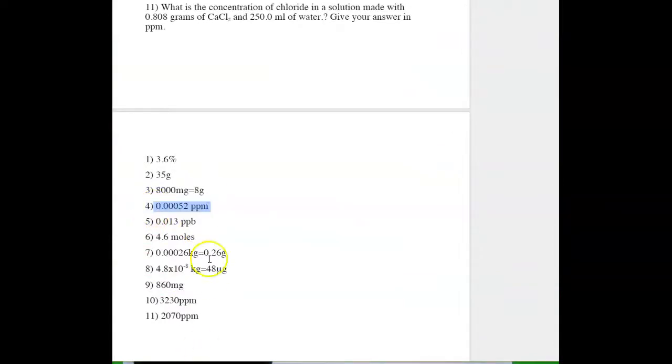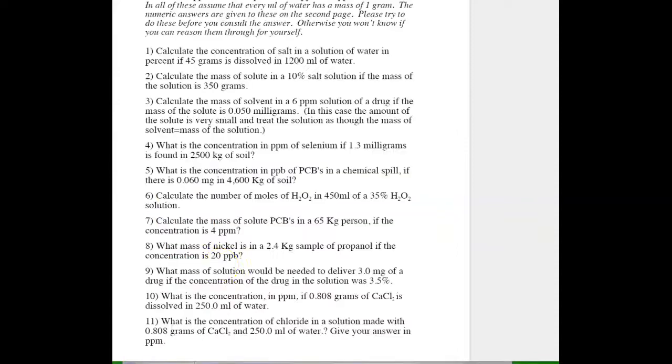And sure enough, it's 5.2 1 2 3 4 times 10 to the negative 4th ppm. Yay, we got it right. On number 5, we have the highly toxic PCBs in soil. This is a chemical that comes off of cars and accumulates in soil, especially next to freeways.